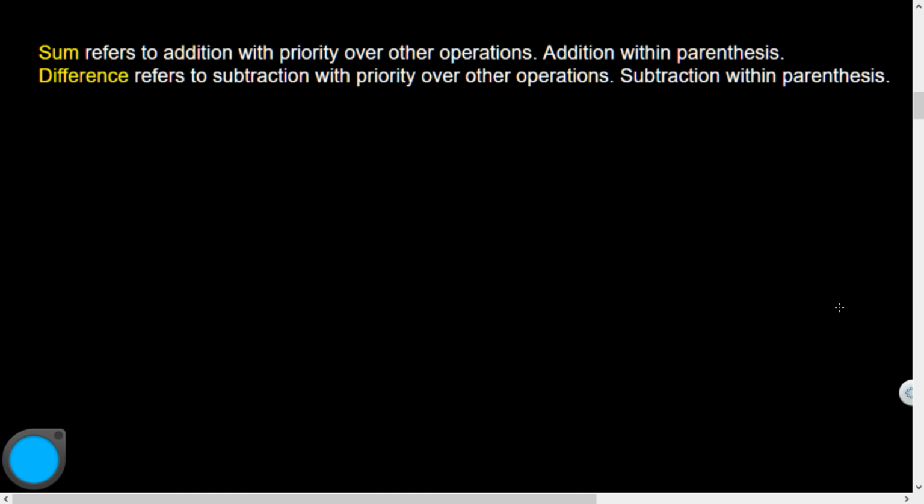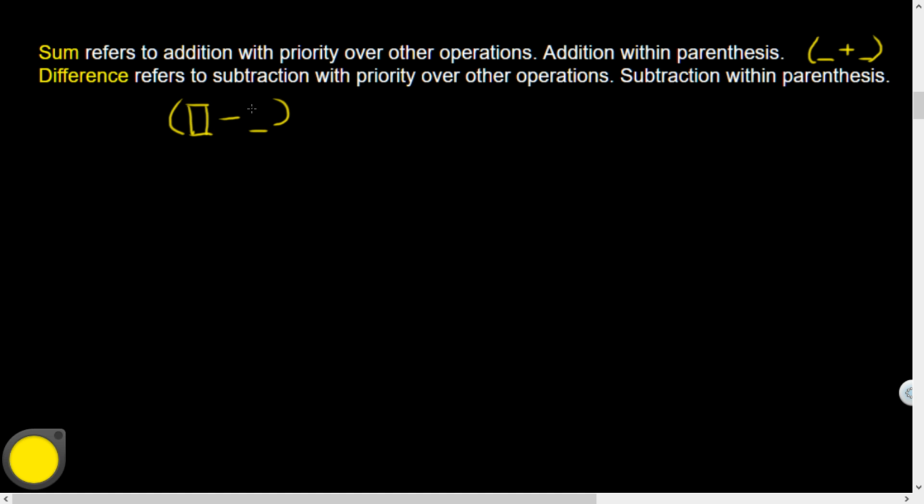But sum and difference communicate more than just a regular operation. When I hear the word sum, S-U-M, I interpret that as addition within parentheses. So I'm adding 2 things with priority over other operations. It means add first, okay? Add first. And when I hear the word difference, it refers to subtraction with priority. So it means subtracting within a set of parentheses.